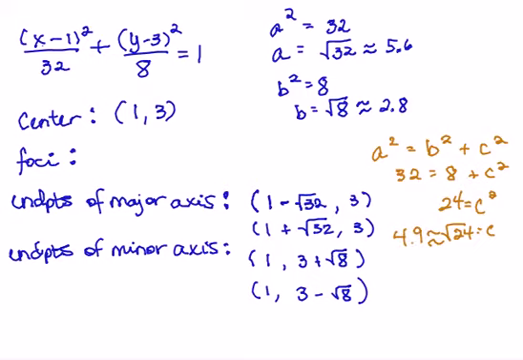We'll use that to help us graph. But that means to find our foci, again, they're going to be along the major axis, which means that the x's are the only thing that's going to change. My y coordinates are going to stay the same. So for the first focus, we're going to do 1 minus the square root of 24. That y coordinate of 3 is the same. And then the second focus, 1 plus the square root of 24. Again, that y coordinate of 3 is the same.